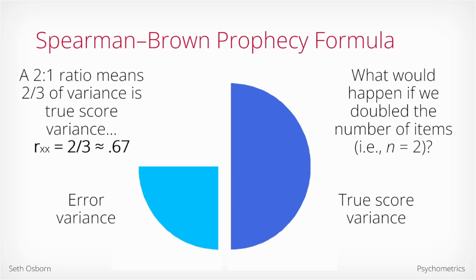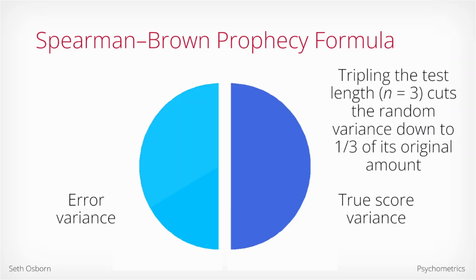Doubling the number of items cut the error variance in half. So what do you think would happen if we tripled the number of items? It would cut the error variance down to 1/3 of whatever its original size was. It's the same logic, except we're tripling rather than doubling. Now we're looking at a 3-to-1 ratio of true score to error score. That means our reliability would change from 0.5 to what? Take a moment, think it through. Reliability is the proportion of true score variance out of the total variance. So out of the variance you see here, what proportion is true score variance?